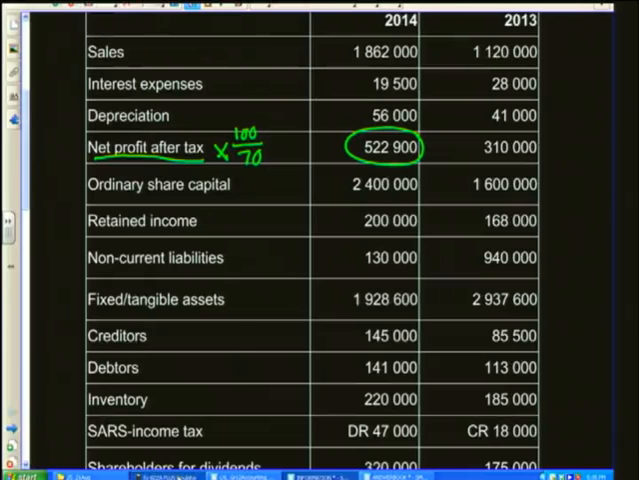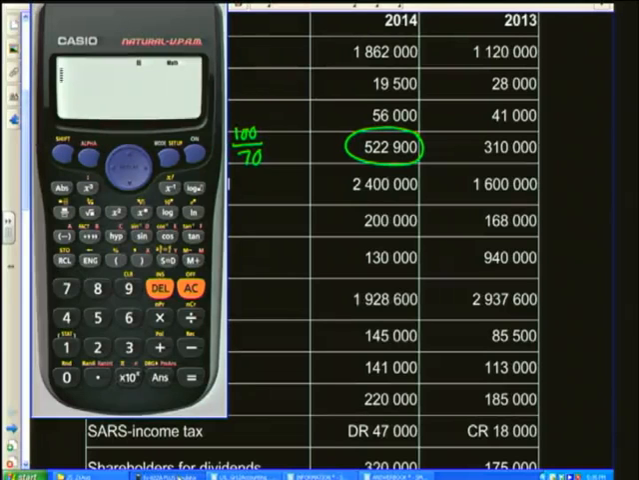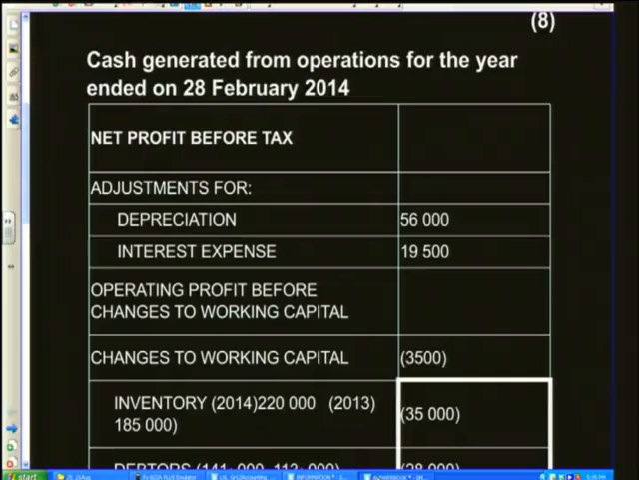So let's get our calculator out and let's do this calculation. So 522,900 times 100 divided by 70, and my net profit before tax is an amount of 747,000. So let's take that through to our answer sheet. Net profit before tax, 747,000. Okay, remember guys, show your calculations in brackets. Right, I've got that figure, let's move on.